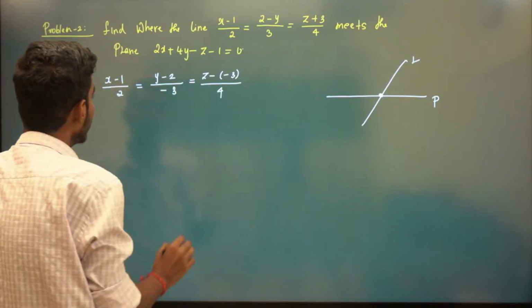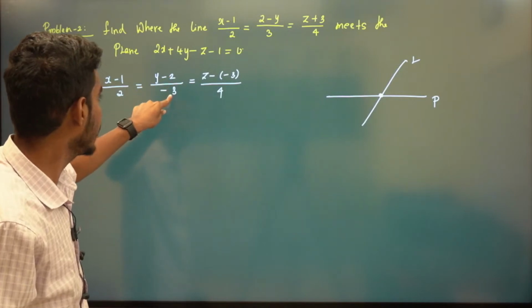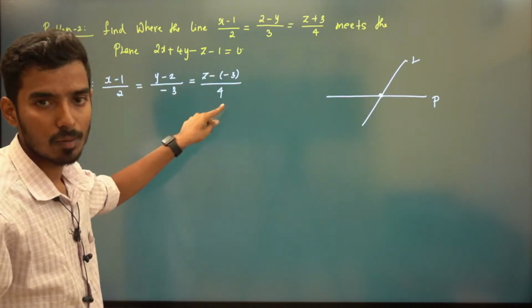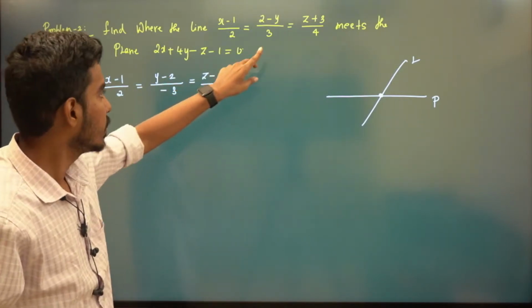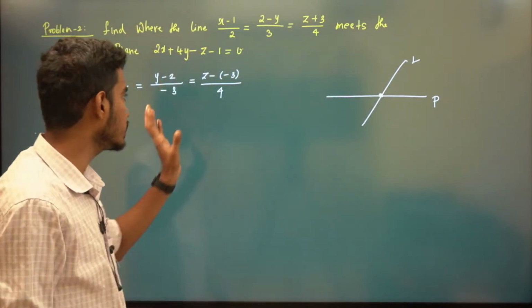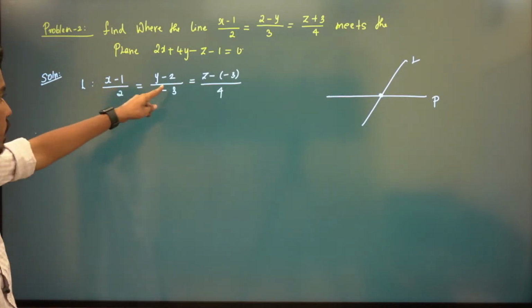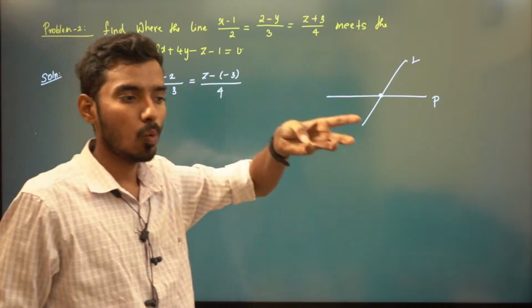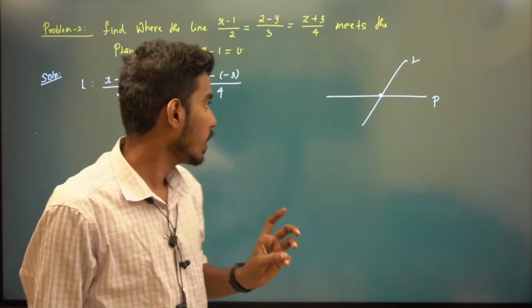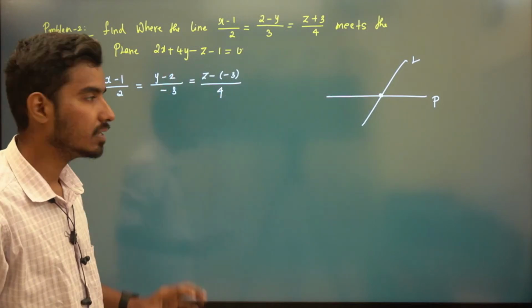You should always have the form (x minus alpha)/a, (y minus beta)/b, (z minus gamma)/c. You should always have minus here, but here you have plus, so I'm writing this as minus of minus. Right, now it is in symmetrical form. So I can see 1, 2, minus 3 is one coordinate that we know, and direction ratio is 2, minus 3, 4.